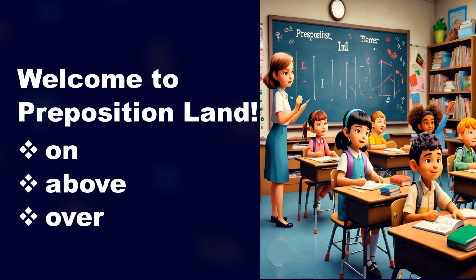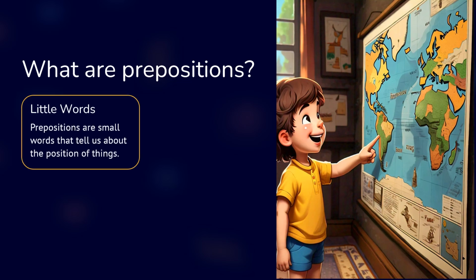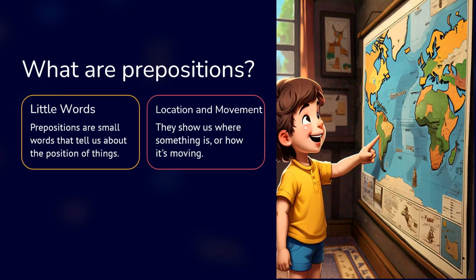Three stars of today are on, above and over. Let's find out what each one means. My dear students, but before that we must know what prepositions are. Children, prepositions are very little words which tell us about the position of things. They also tell us the location as well as the movement of the nouns or pronouns.